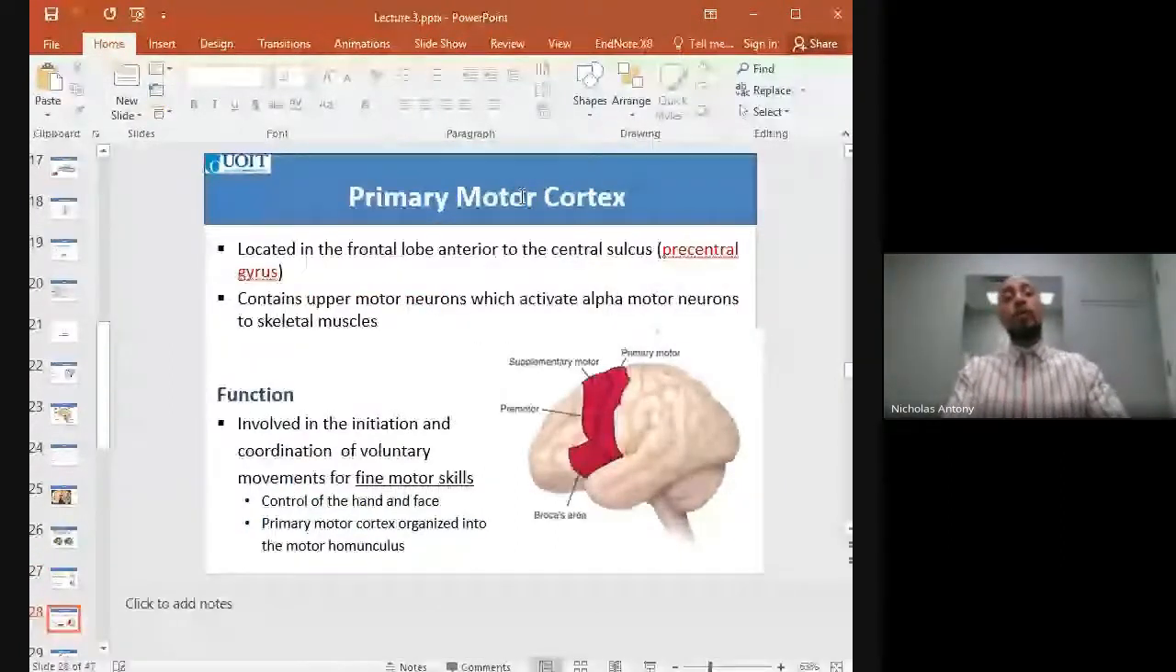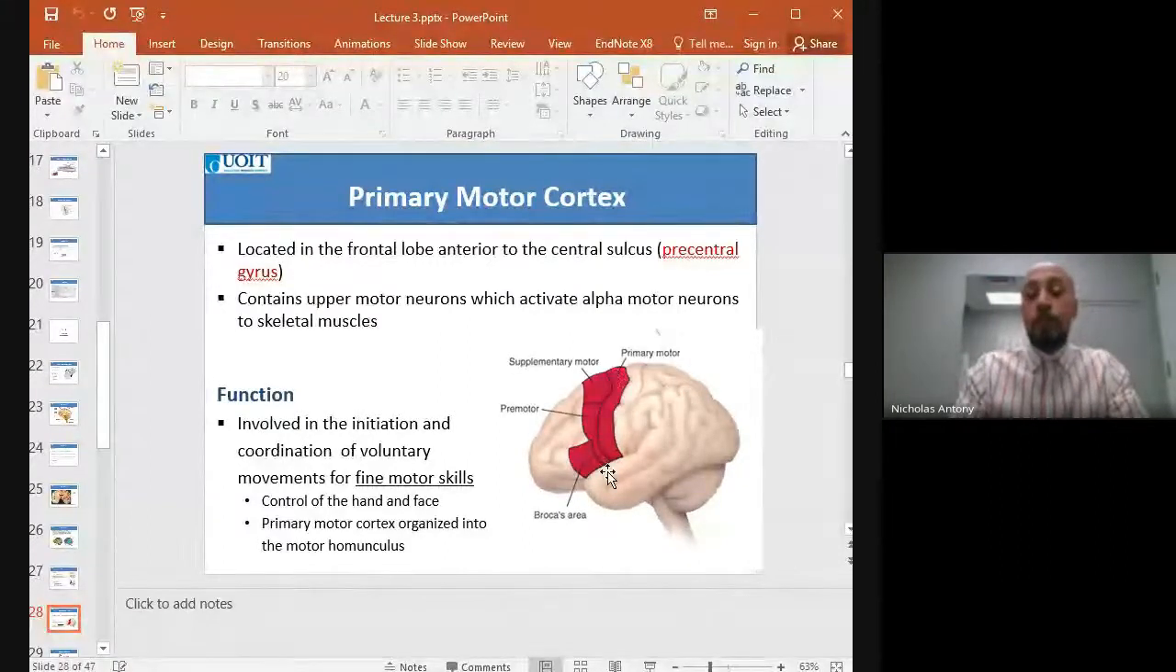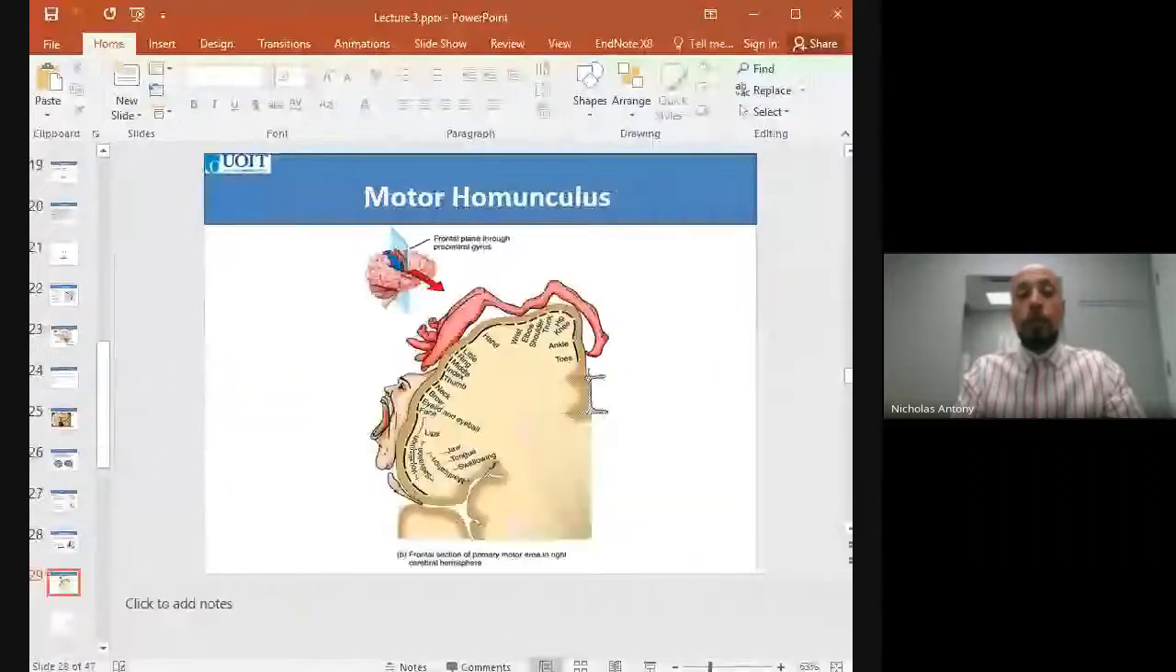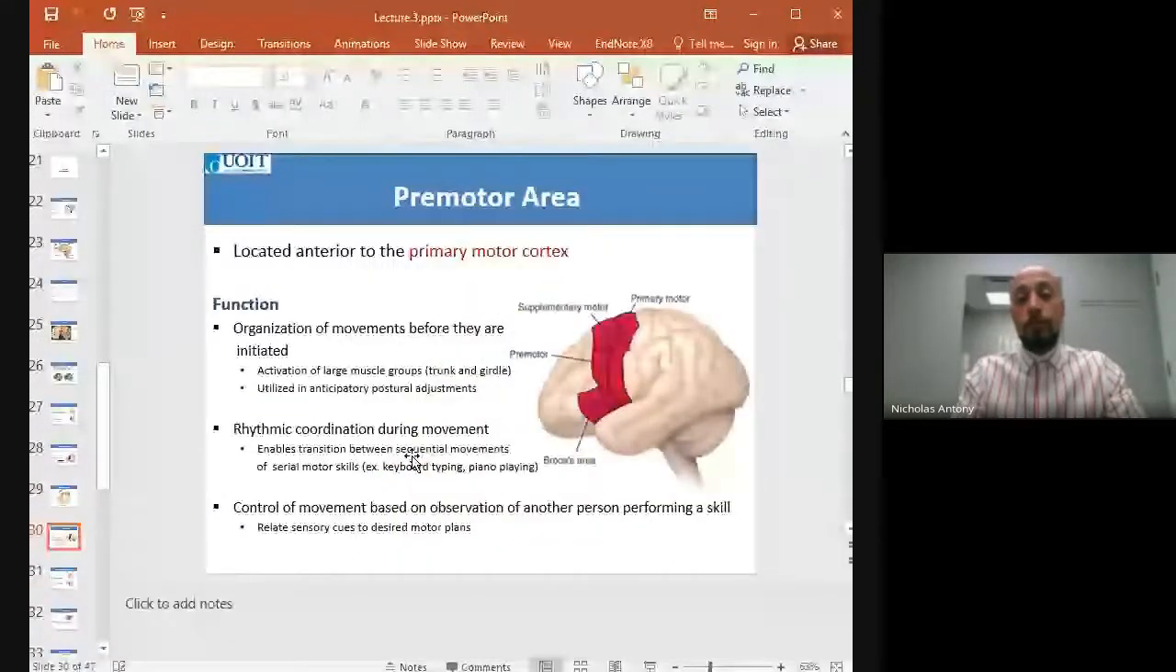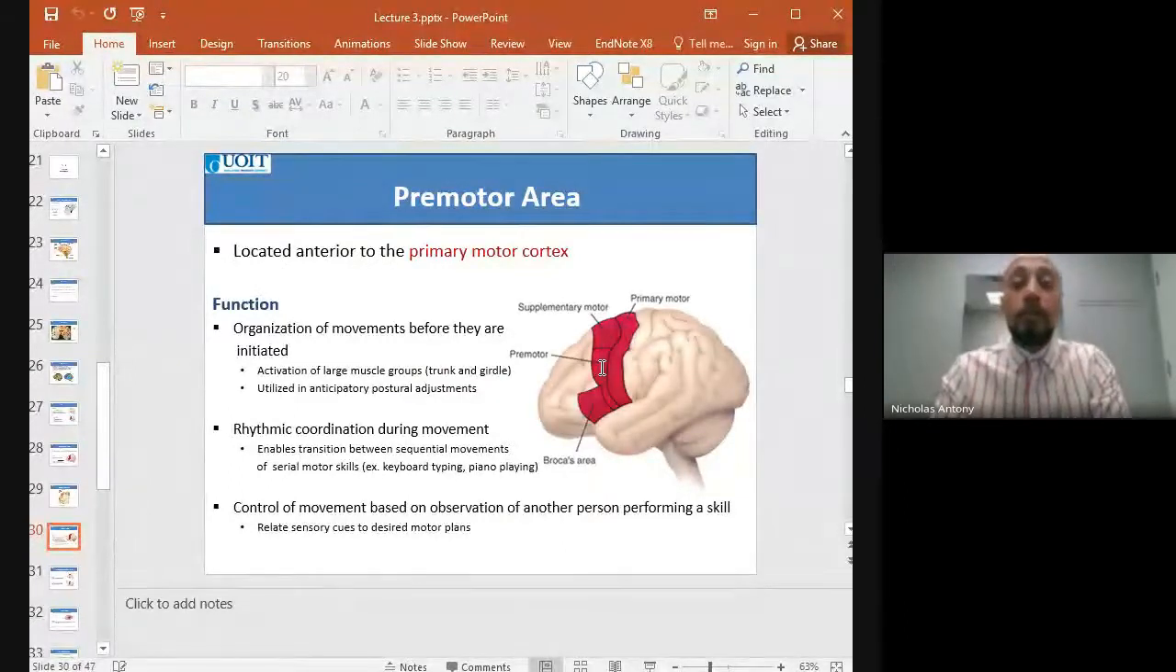The primary motor cortex is going to be involved in the initiation and coordination of movement for fine motor skills. So this will be the final pathway of what specific movements or what motor units are required for fine control. Our premotor cortex is going to be involved in figuring out what core muscles we need to activate so we maintain stability while we're performing the motor skill.